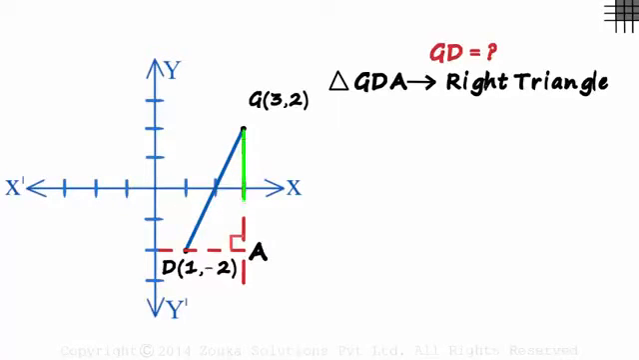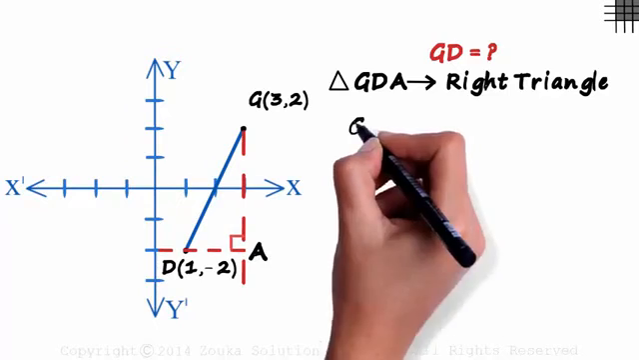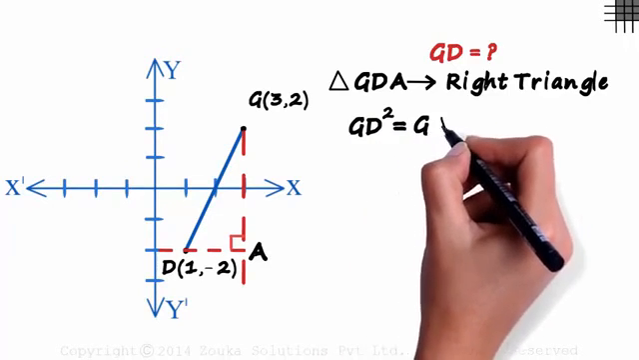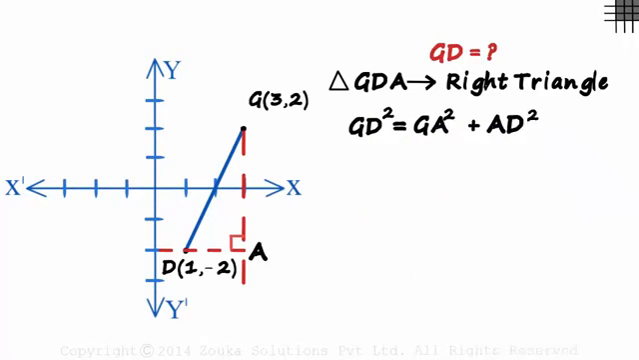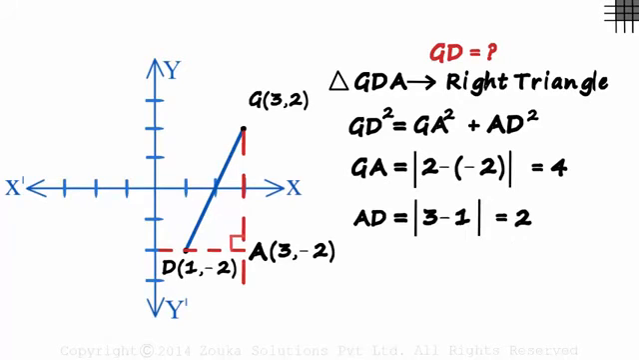We can easily find GA and AD as they are parallel to the axis. Based on the Pythagoras theorem, GD squared will equal GA squared plus AD squared. Now to find GA and AD, we need to find the coordinates of A. That's easy. The x-coordinate of A is 3 and the y-coordinate is minus 2. Using the concepts we learnt earlier, we get GA and AD as 4 and 2.